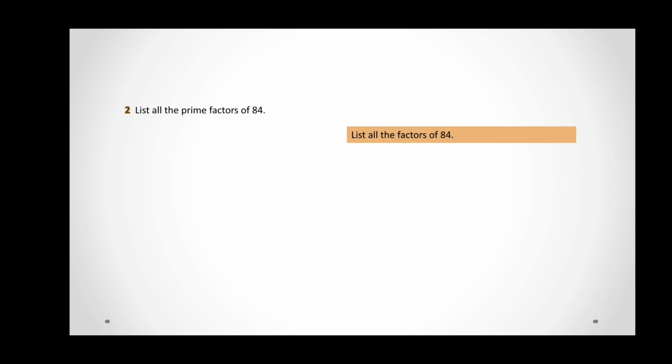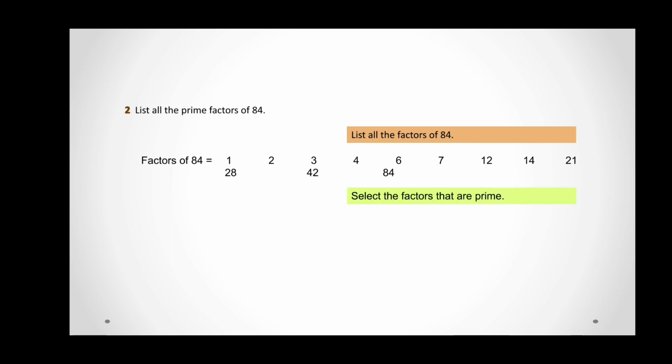Let's find all the prime factors of 84. So the factors of 84 means 1. 84 can be divided by 1, then by 2, by 3, by 4, 6, 7, 12, 14, 21, 28, 42, 84. Those are the factors. So what are the prime factors? Prime factors means prime numbers. 2 is a prime number, 3 is a prime number. Actually this is not a 6, 7 is a prime number. So 2, 3 and 7 are the prime numbers.